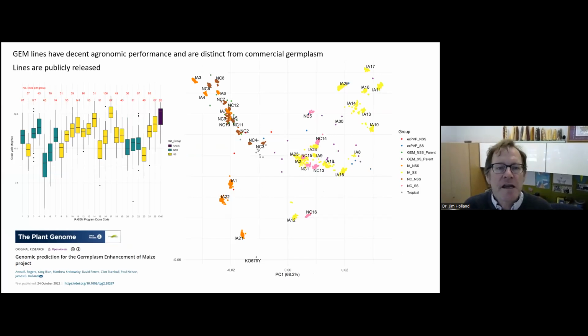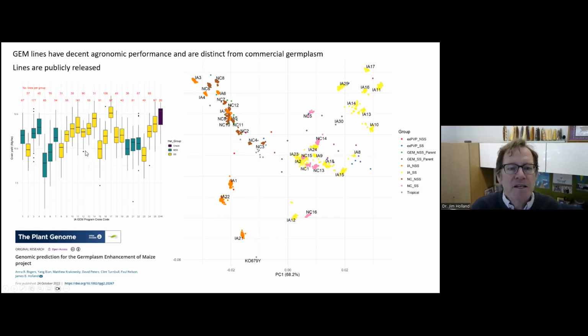So the key thing here is that there are always these two questions. Are these lines really genetically different? And are they any good? In terms of genetically different, this is another principal components plot. The temperate parents of these crosses are the red dots and blue dots in this region. And if you look at the GEM lines, either the parents or the progenies of these crosses, they really push out the variation in new directions. So they do represent new diversity.